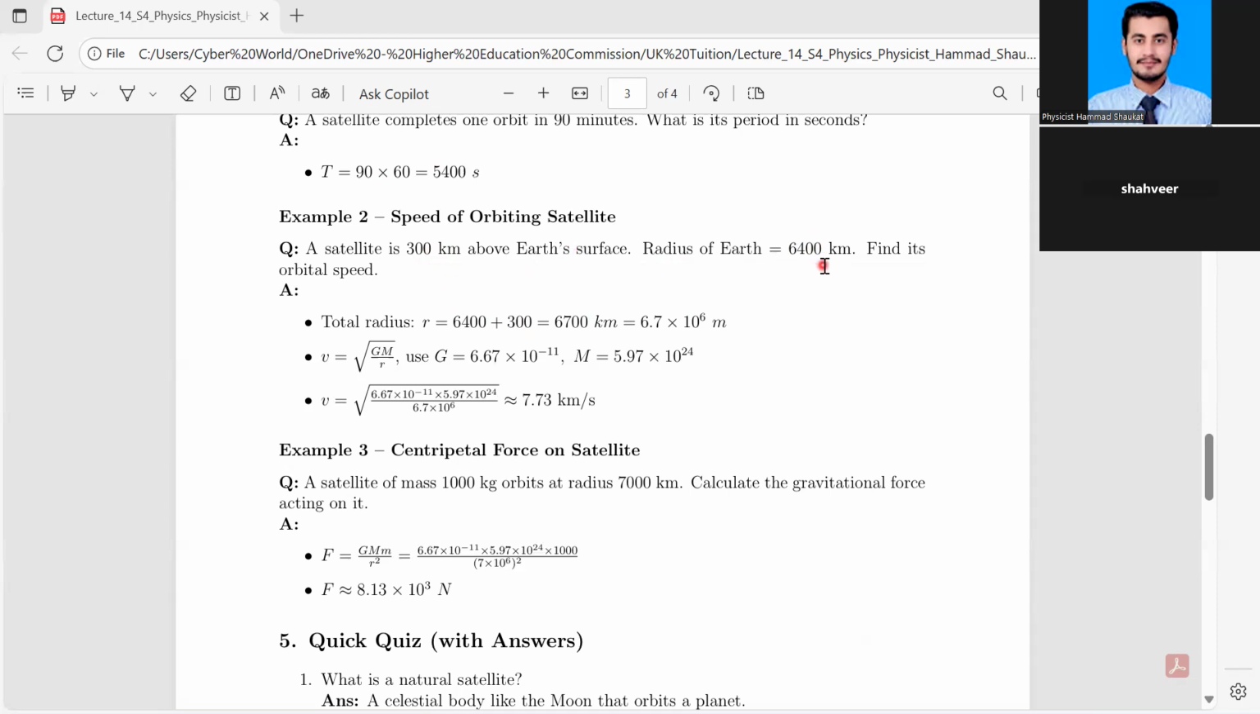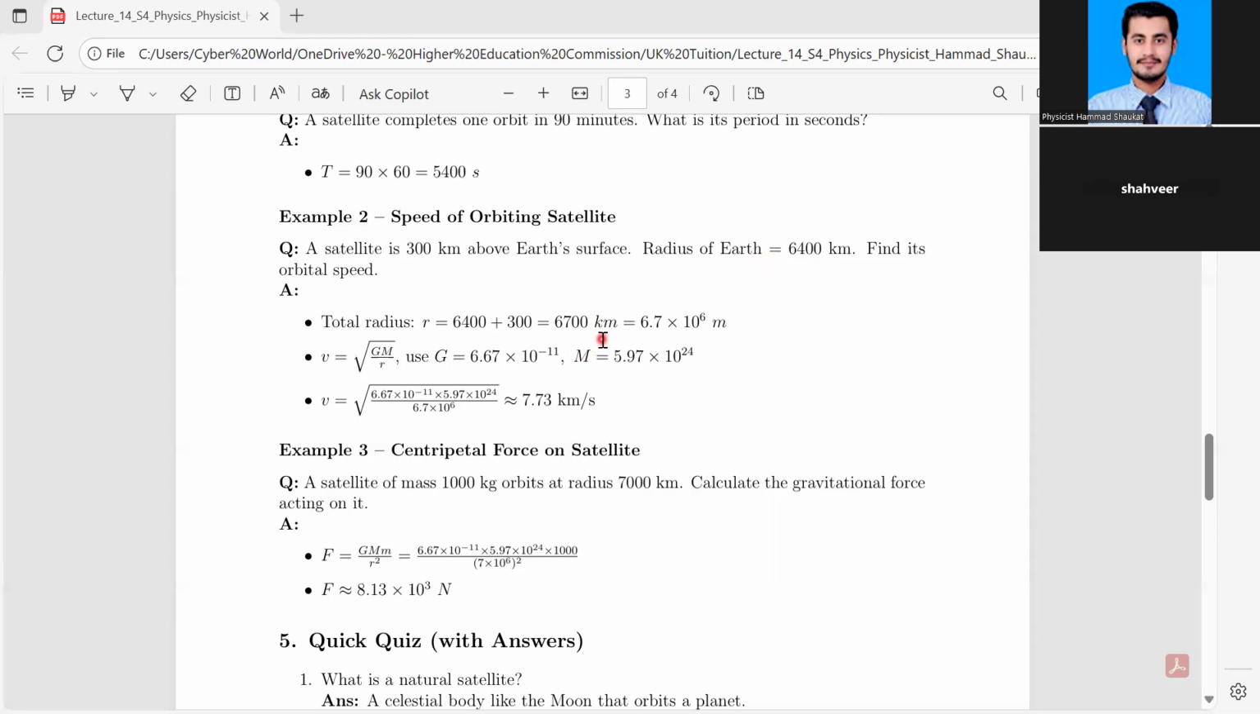To do so, you have to sum up both distances, which is 6400 plus 300. You will get your total distance, which is 6,700 kilometers. Do you get this point? Okay, this is the radius of the Earth, and the satellite is again 300 kilometers above the Earth. So this total distance between these two objects is 6,700 kilometers.